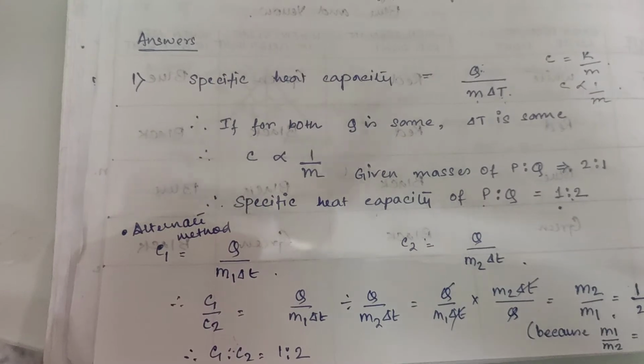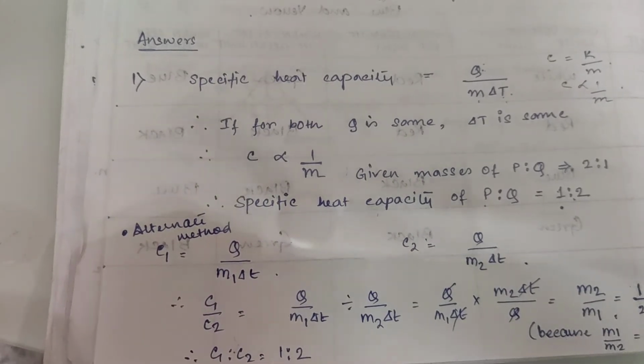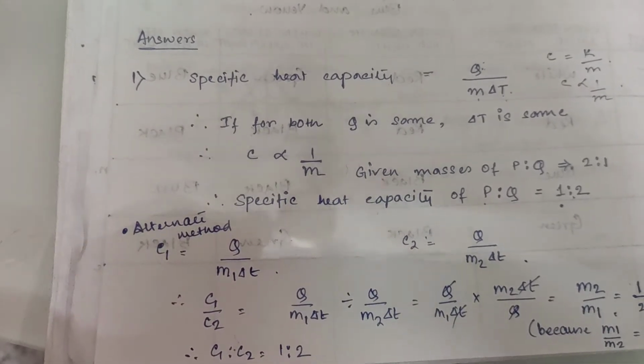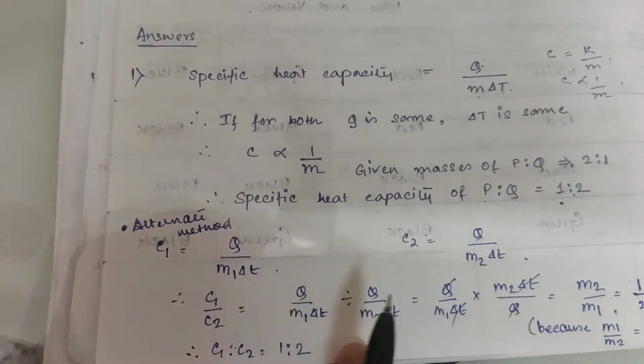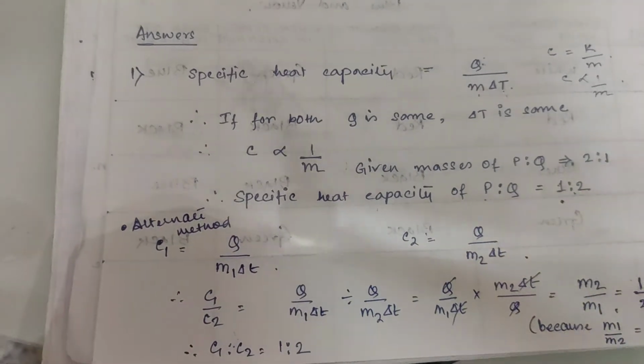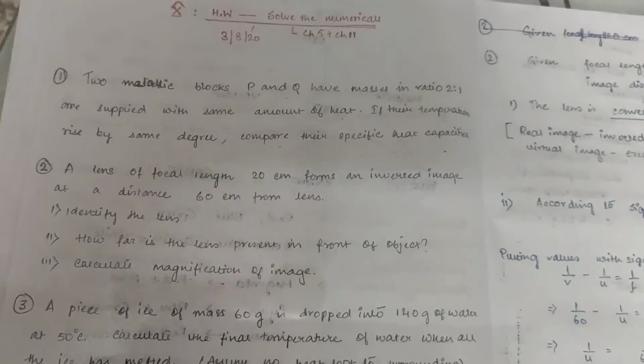Masses are given in the ratio P is to Q. So what is M2 by M1? 1 by 2. So C1 by C2, you are getting 1:2. Okay, so you can do it either way. Now, see the second one.